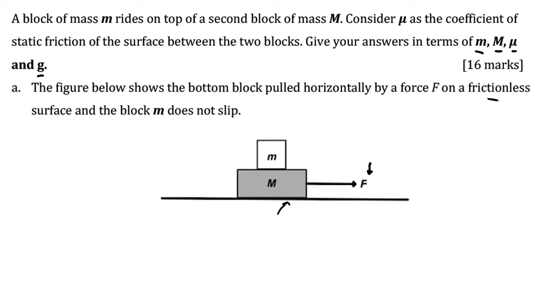M does not slip. So take note, it is actually the surface at which the capital M is in contact with that is frictionless, so this surface right here, but the surface at which the small m and the big M are in contact is not frictionless, and that is the reason why we have this coefficient of static friction. So again, this coefficient of static friction is for the surface between the two blocks.